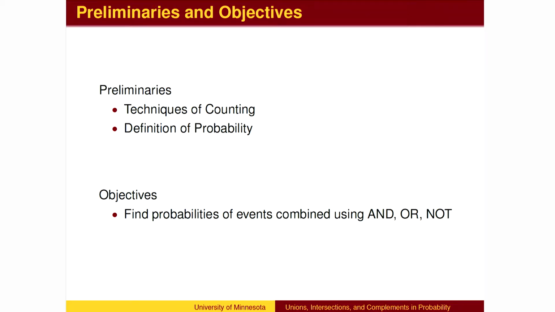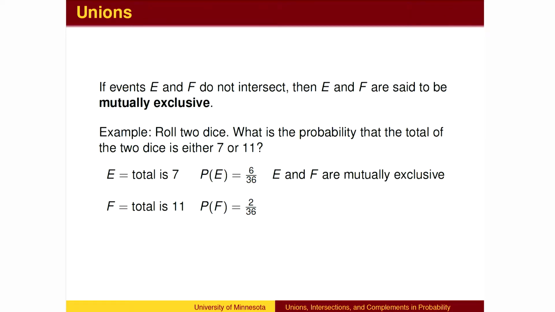In this lesson, we will calculate probabilities of events combined using the conjunctions and, or, and not. The first idea is the union of two events combined using the word or. It is easiest to calculate the probability if the two events are mutually exclusive, meaning that the two events can't happen at the same time.